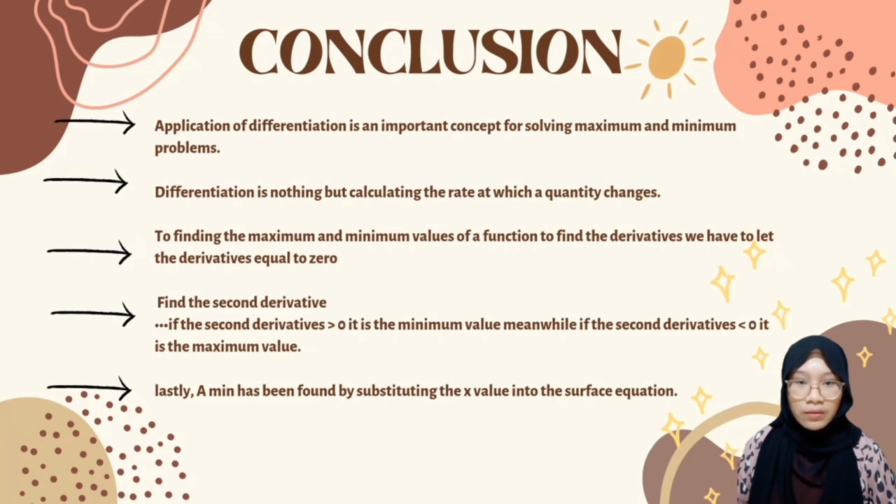To find the derivative, we have to let the derivative equal 0 and find the value of the variable. Next, find the second derivative. If the second derivative is bigger than 0, it is the minimum value. Meanwhile, if the second derivative is less than 0, it is the maximum value. Lastly, the minimum is found by substituting the x value into the surface equation.